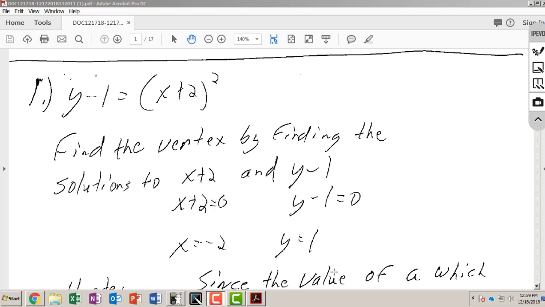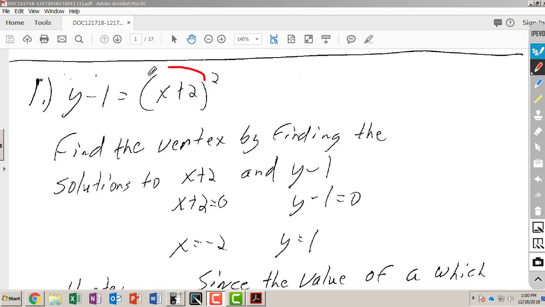Okay, on problem number 1, it wants you to use the vertex and intercepts to sketch the graph of the quadratic function. It gives us the equation y minus 1 equals x plus 2 squared. To find the vertex, you're going to have to find the solutions to those two equations.